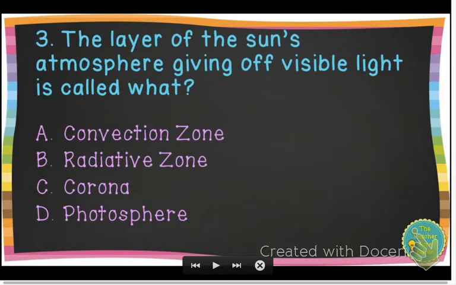Question 3. The layer of the sun's atmosphere giving off visible light is called what? A. Convection zone, B. Radiative zone, C. Corona, or D. Photosphere. Again, feel free to flip your paper over and look. Correct answer is D. Photosphere. Remember, photo means light.